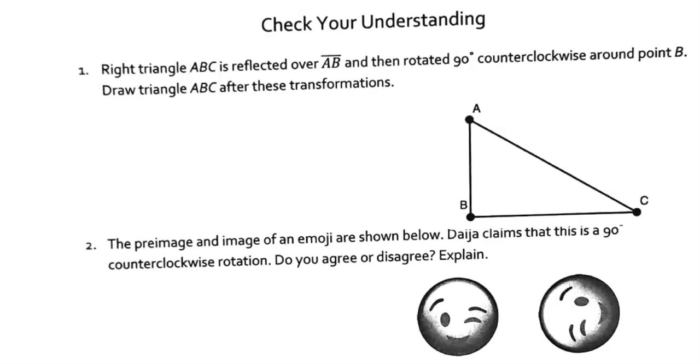We have right triangle ABC is reflected over AB and then rotated 90 degrees counterclockwise. So counterclockwise is going to be this way, opposite to the clock, around point B. Draw triangle ABC after these transformations. So if we reflect it over AB, so here's AB, and we're going to flip it over that, so it's going to flip over to here.